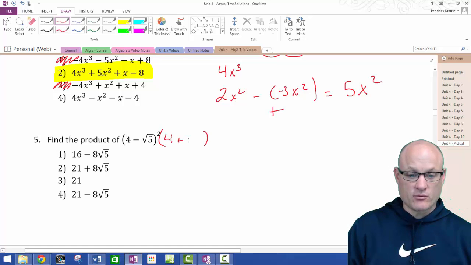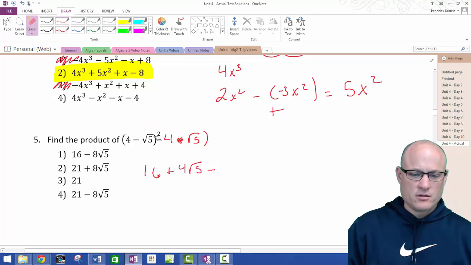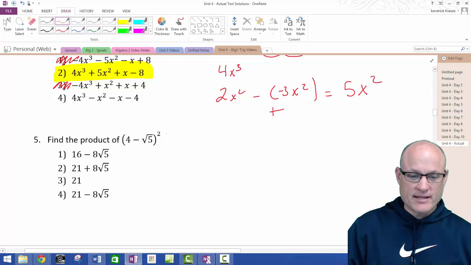4 plus radical 5. So these give me 16. Positive 4 radical 5. Minus, oh, this should be plus. Making stupid mistakes, kids. We're not multiplying by the conjugate. We're multiplying by the exact same thing. So 4 minus radical 5. I apologize. That was a brain cramp.